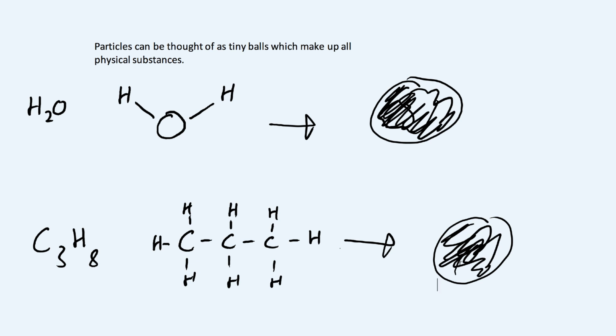Now, when we're talking about particle theory, we can explain the properties of a substance by talking about the movement of these particles and the forces that act between the particles, right? Notice that we're not talking about the forces within the particles, right? If it's water, this force and this force, which are covalent bonds, are within the particle, right? We don't care about those. You're talking about forces between them, okay? Let me show you what I mean.